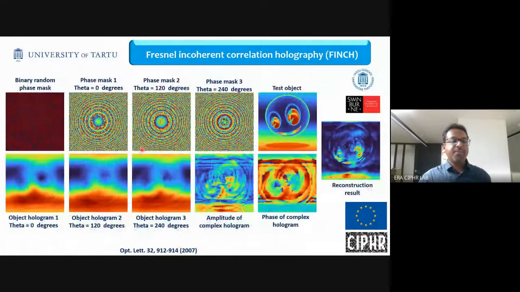And this is how it looks. So this is the binary phase mask, and these are the phase shifted phase masks, and this is the test object, and this is how the hologram looks, an incoherent self-interference hologram. And these three holograms are projected into complex space to create a complex hologram, and this is the amplitude and phase of the complex hologram. And when it is reconstructed, we get this result.